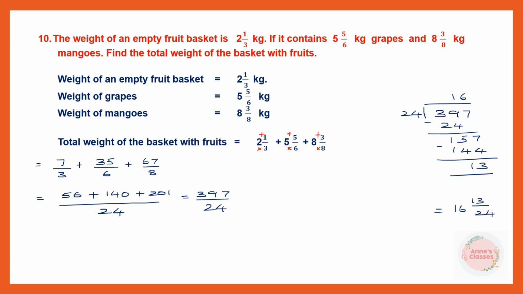So let's write it here. So this is 16, 13 by 24. And what is this? This is the total weight of the basket with fruits. So you have to write the unit which is kilograms. So we have found the answer to this question. What was the question? Find the total weight of the basket with fruits. So we have found the total weight of the basket with fruits, and that is 16, 13 by 24 kgs.